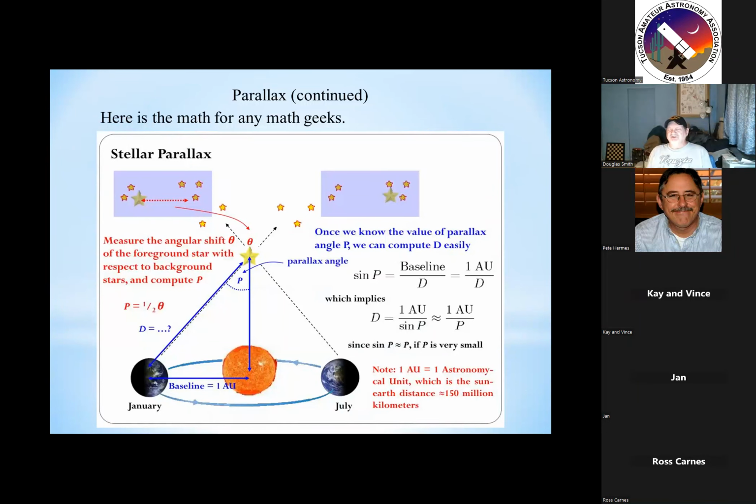For anyone who's interested in the math, here's the math. You measure the angular shift. 6 months later, you measure the star again, and you see that angular shift with respect to background stars. You use a small angle approximation: the sine of the angle is roughly equal to the angle, because it's a very small angle. And so you can use a small angle approximation, and you can get that formula down at the bottom right, which is very easy to compute. And so you can get the distance right out, and it comes out in parsecs.